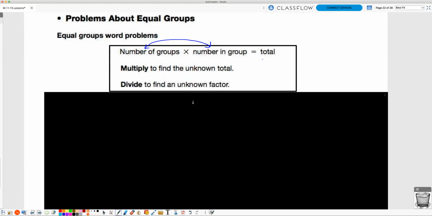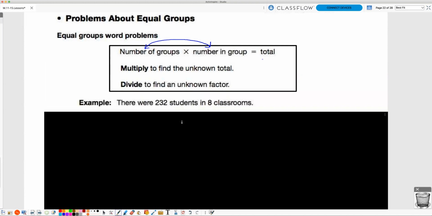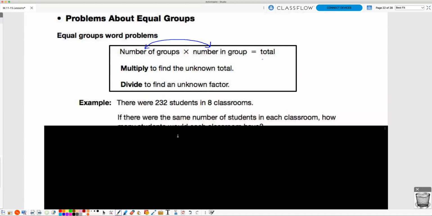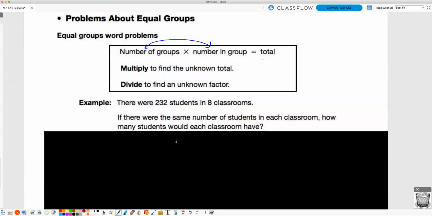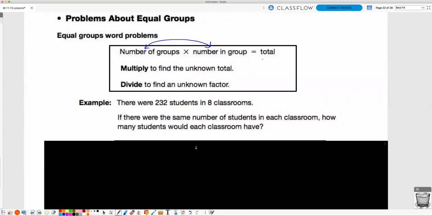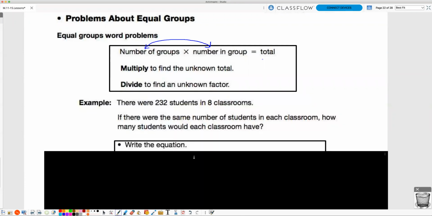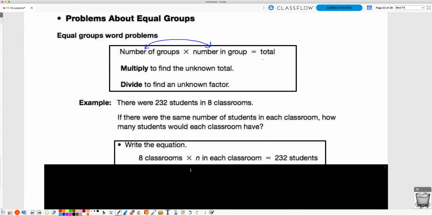Sometimes you'll have to divide to find an unknown factor. So for example, there were 232 students in 8 classrooms. If there were the same number of students in each classroom, how many students would each classroom have? So first of all, let's write the equation. The equation would look like this.